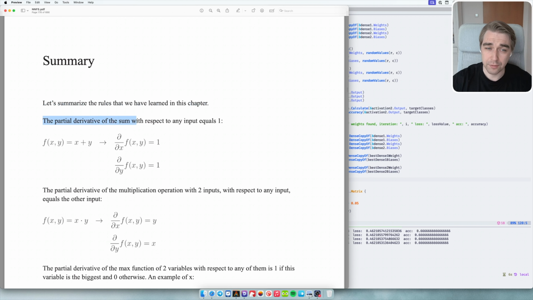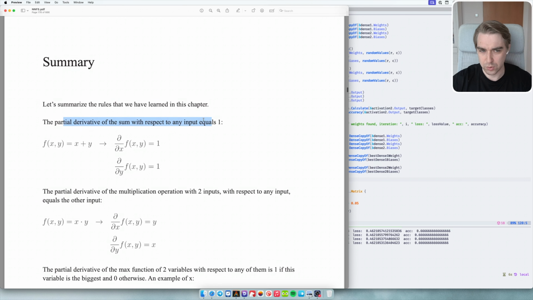The partial derivative of the sum with respect to any input equals 1.